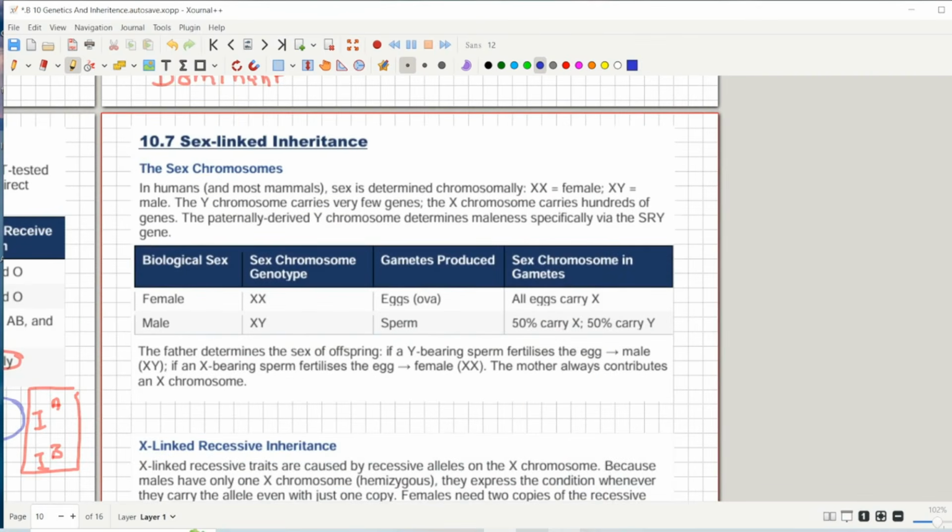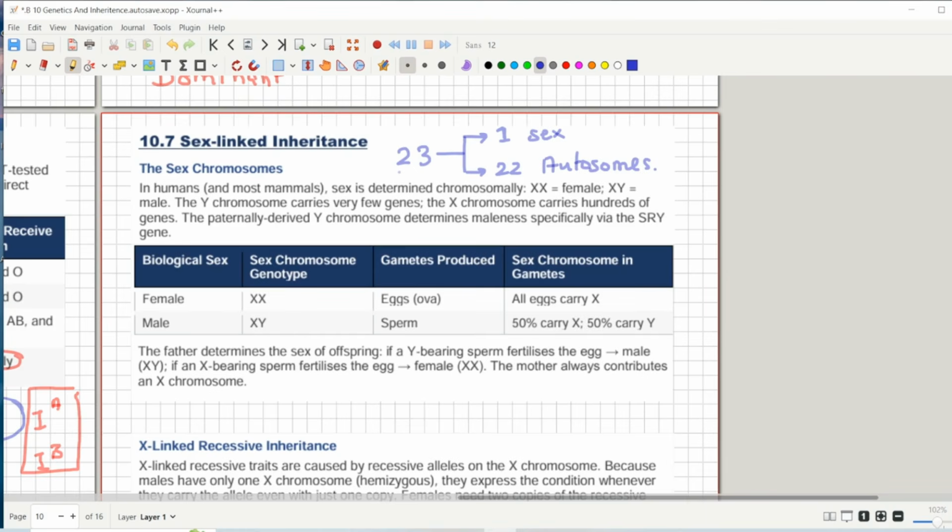Okay, so let's talk about sex linked inheritance. You know that there are types of chromosomes. You know that there are 23 pairs of chromosomes, and out of 23, one pair is called sex chromosomes and the remaining 22 pairs are called autosomes, right? The one pair, the sex chromosomes, actually defines your biological sex. Either you are going to be male or female is decided by this pair of chromosomes.